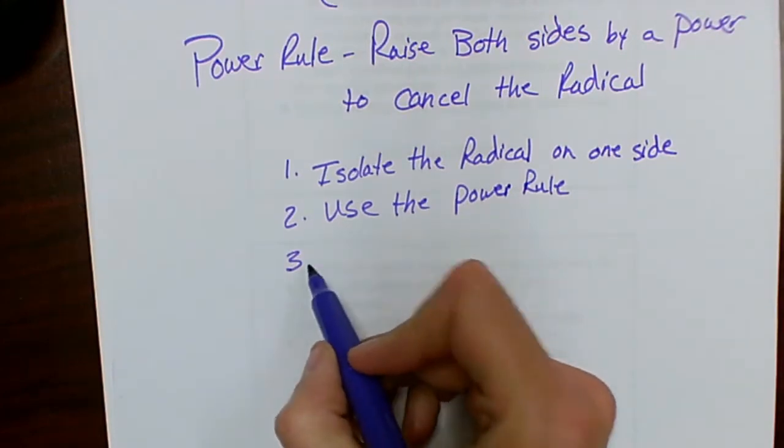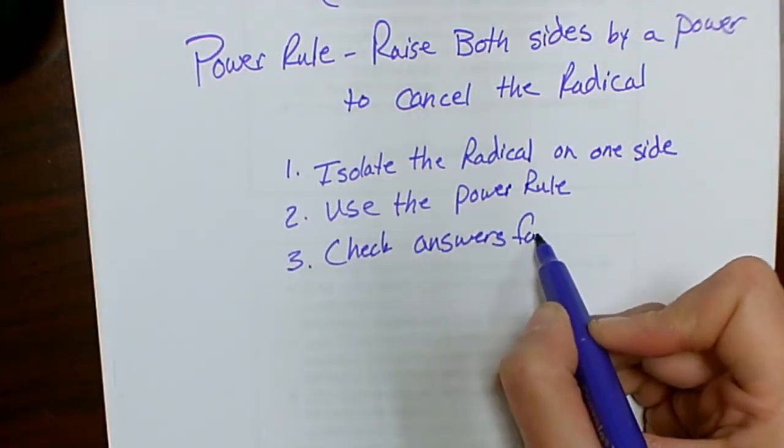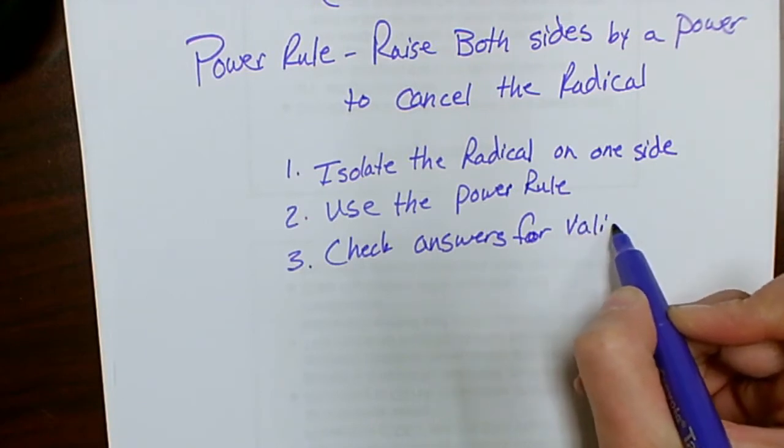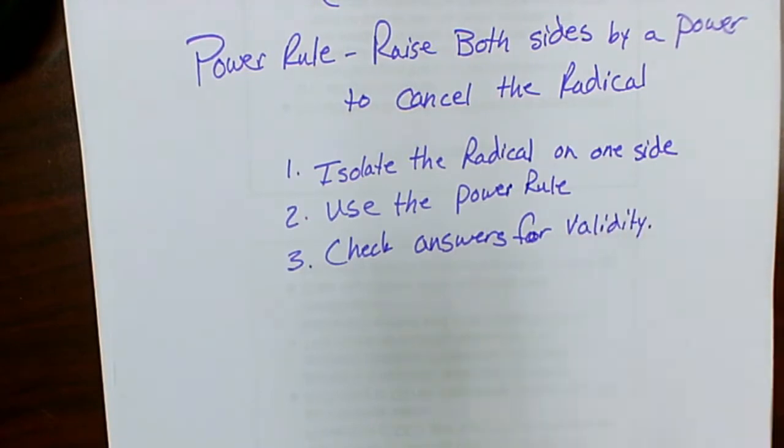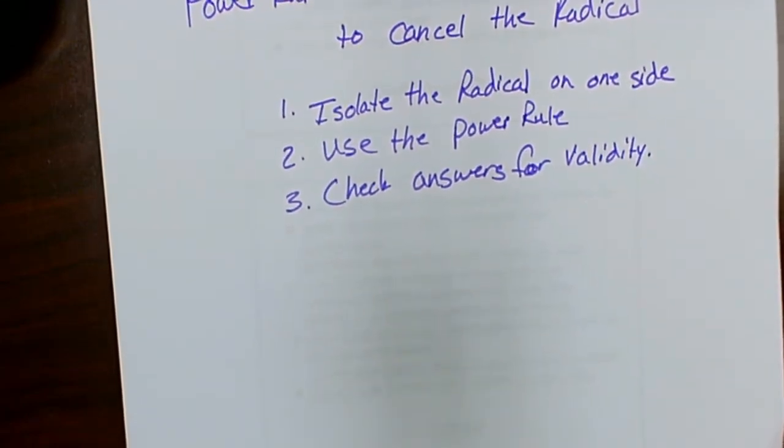And then you're going to check answers for validity. Typically, you check your answers if you have more than one, because more often than not one of the answers is going to be false, or you plug it back in and you cannot get both sides to equal. So usually if you have one answer, you don't necessarily have to check your answer, but it's always nice to.